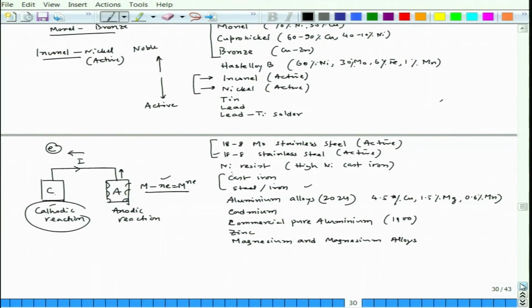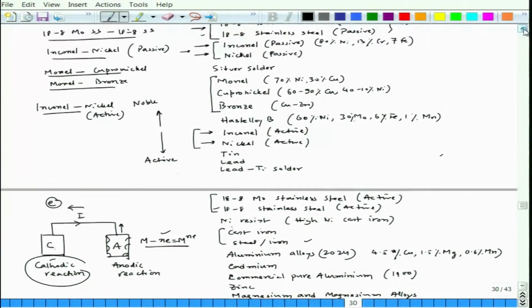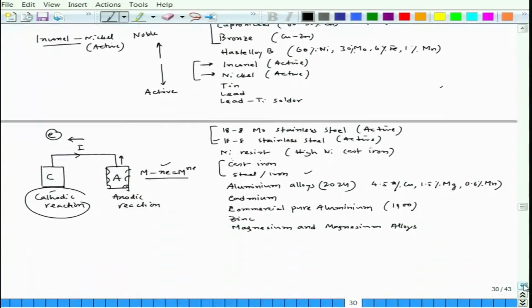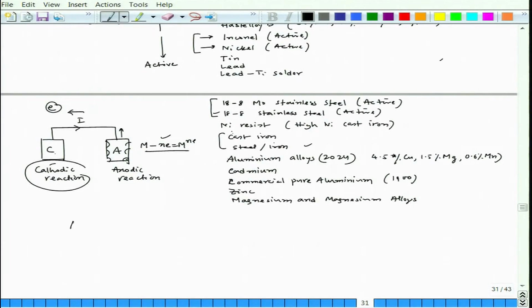Now, coming to a few examples, like another interesting part in that galvanic series. If you have a joining like this one, and then let us say we have a situation like passive 18.8 stainless steel, and that you join with active 18.8 stainless steel.